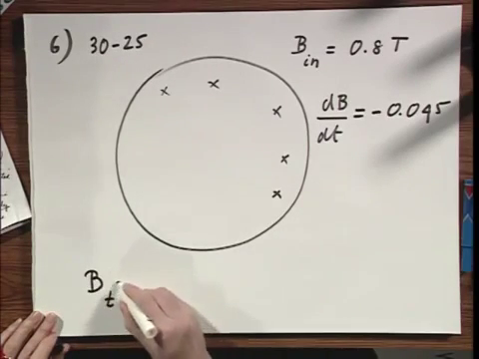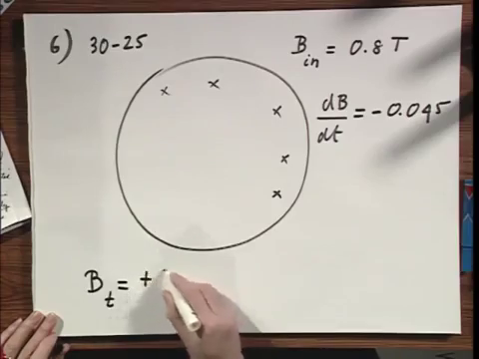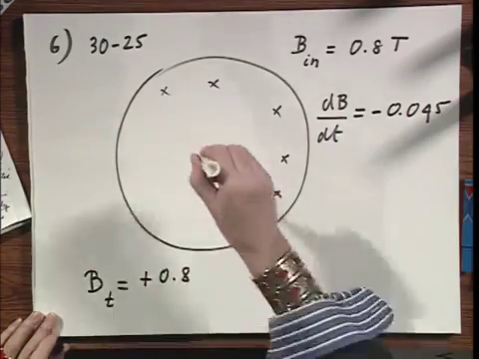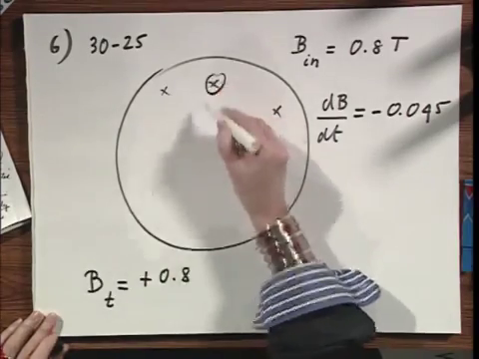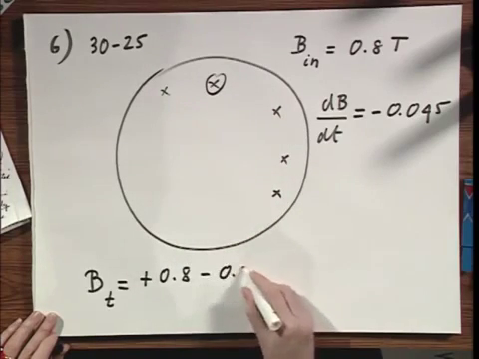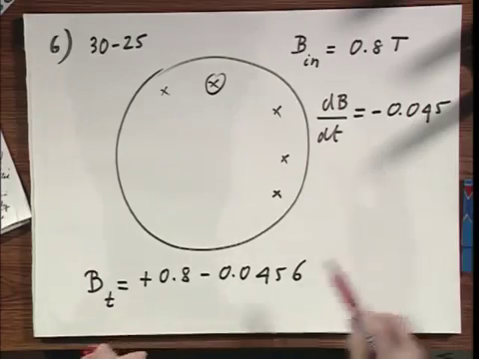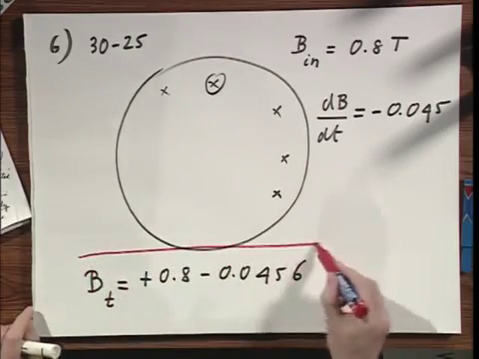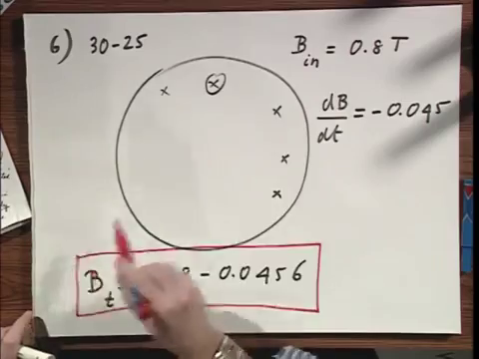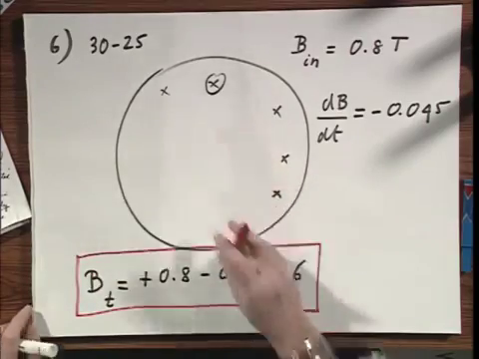So if you want to know what B is at any moment in time, you would have plus 0.8, if I call plus going into the paper, minus 0.045 times t. And if you wait long enough, then the field will even reverse. It will come out of the paper.